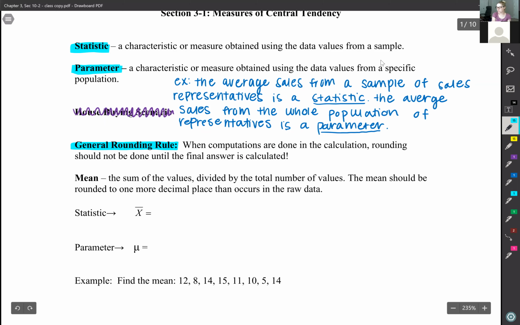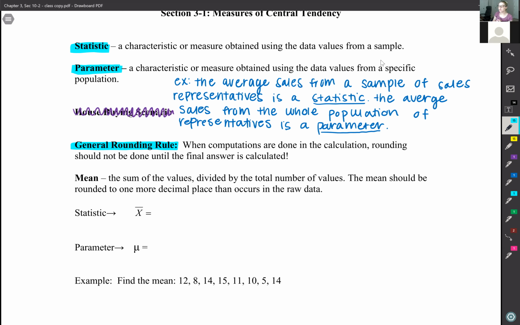The general rounding rule just says that when computations are done in a calculation, rounding should not be done until the final answer. So let's say you're finding standard deviation, which we're going to talk about today. That is something that has multiple computations along the way, a sequence of computations to get to your final answer. You shouldn't round until you get to the final answer. If you round your answer at step 1, and continue to round answers as you go, this can really affect your final answer.